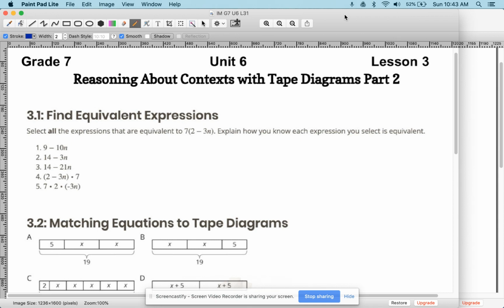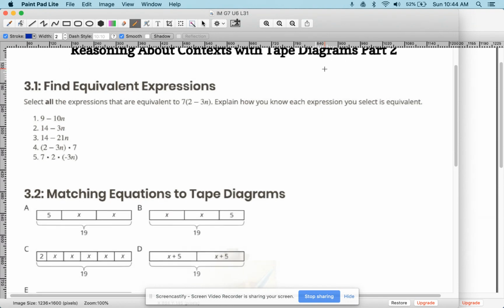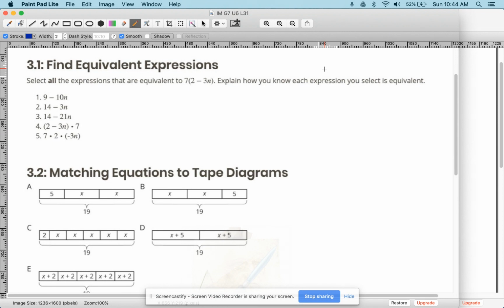Hi everyone. Today we're going to continue in Unit 6 with our Lesson 3, and we're going to talk about reasoning about contexts again with tape diagrams, but this is part 2. So if we look at our first section, it's called Find Equivalent Expressions, and I just wanted to go over this quickly to review a couple of things.